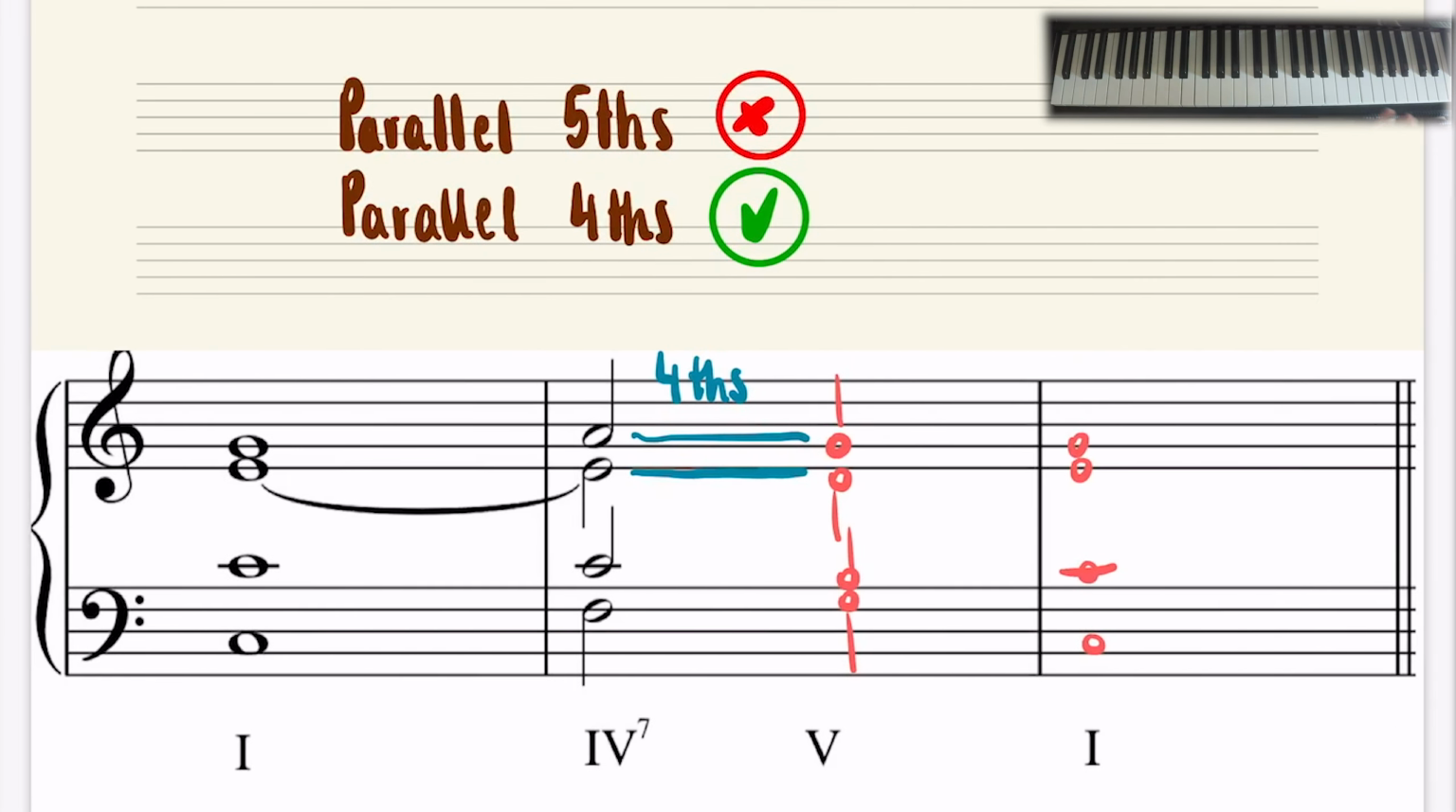The first solution to our problem would be to swap the soprano and the alto so that instead of the fifth, they are a fourth apart from each other. As you know, parallel fourths in the upper voices are not bad at all. So the same chord progression would look like this.